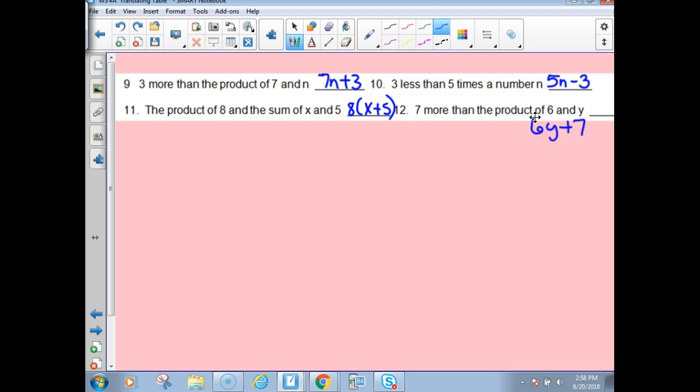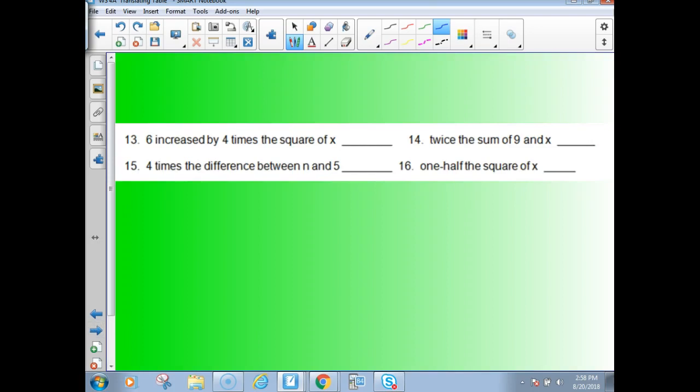6y plus 7. That's it. Yep, it's good. I wouldn't mark you wrong if you had 7 plus 6y, but it's saying you're supposed to add 7 to something. Okay? All right. I'm going to go a little quicker because we need to get rolling on some more stuff today.